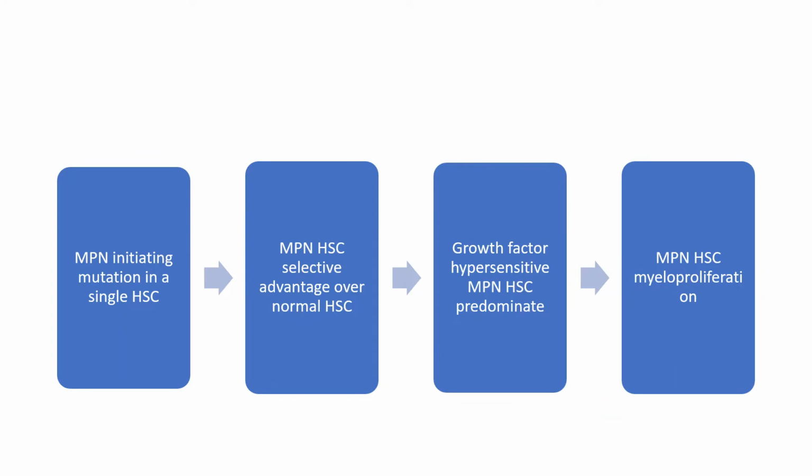So what initiates myeloproliferative neoplasm? It is a single or multiple mutation in a single hematopoietic stem cell which will expand and proliferate in the bone marrow and will dominate the normal hematopoietic stem cells, which is due to hypersensitivity to growth factors. So this will lead to myeloproliferative neoplasm.